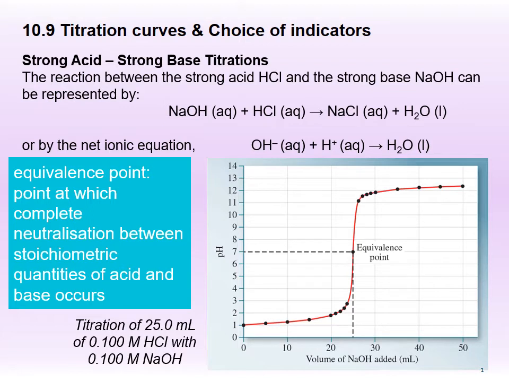Equivalence point occurs when pH is equal to 7. When more drops of NaOH solution are added after the 25.0 mL mark, the pH increases slowly.